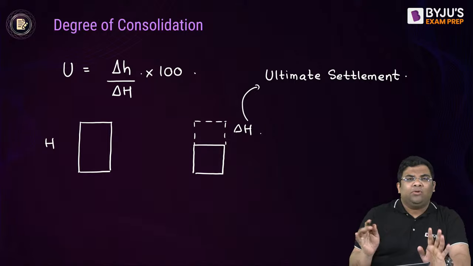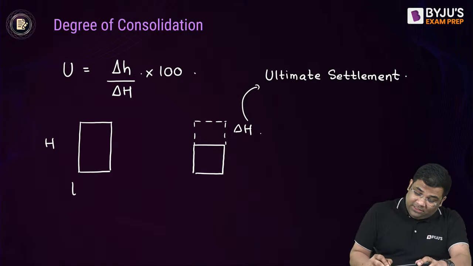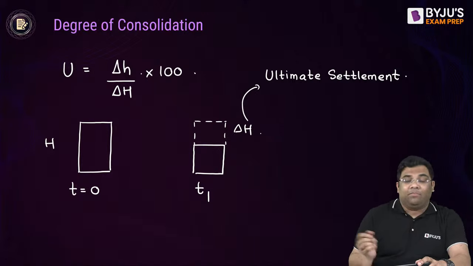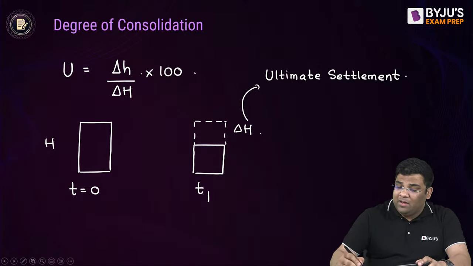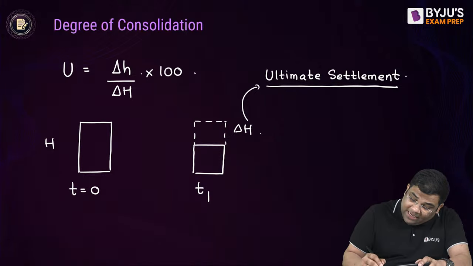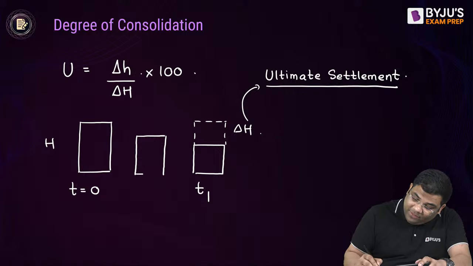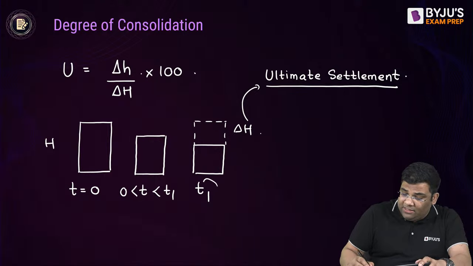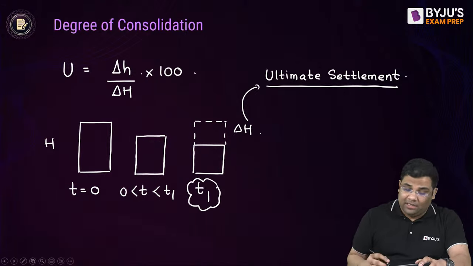Yes. Now this is going to take some time, right? Suppose this is t equal to 0 and suppose this is t1 time. So it takes t1 time for this ultimate settlement. Now if you see in a time in between them, I can say t greater than 0 and less than t1, right? This t1 is the time taken for ultimate settlement.